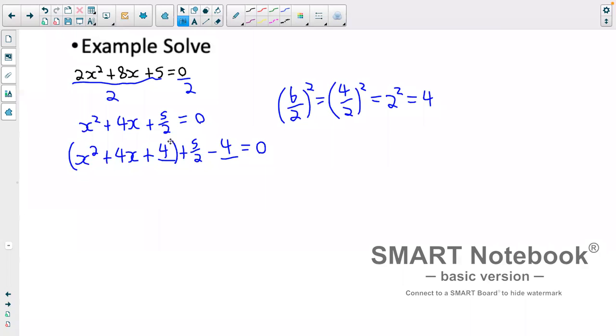Now we have our perfect square trinomial, which once again, to factor it, we take the square root of our x squared term, which is x, and the square root of 4. So that's 2. Middle term was positive, so it's plus 2. So it's x plus 2 squared. And then we'll combine 5 over 2 and negative 4. I'll do that over here. So 5 over 2 minus 4. We need the same denominator, so I'd multiply the top and bottom of the 4 by 2. So that gives us 5 over 2 minus 8 over 2 gives us negative 3 over 2.